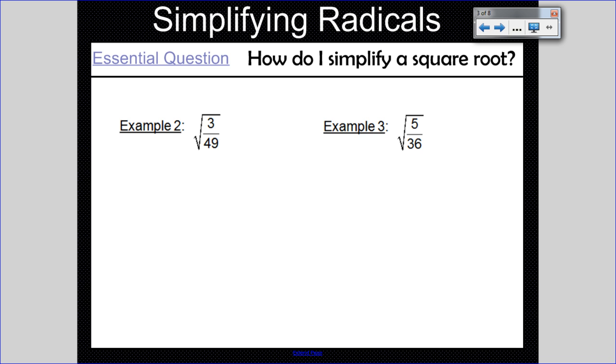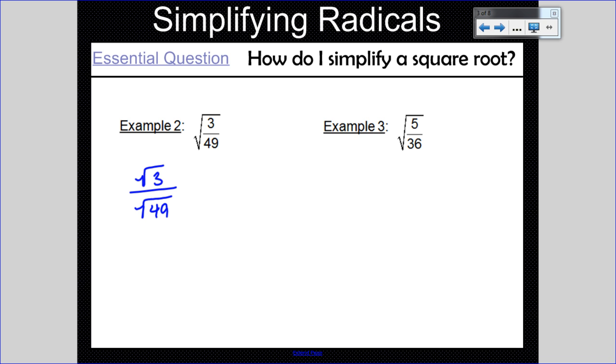So let's do some examples. So if I want to simplify a square root, for example, this square root of 3 over 49, I'm going to split it up first using those properties we just talked about into the square root of 3 over the square root of 49.